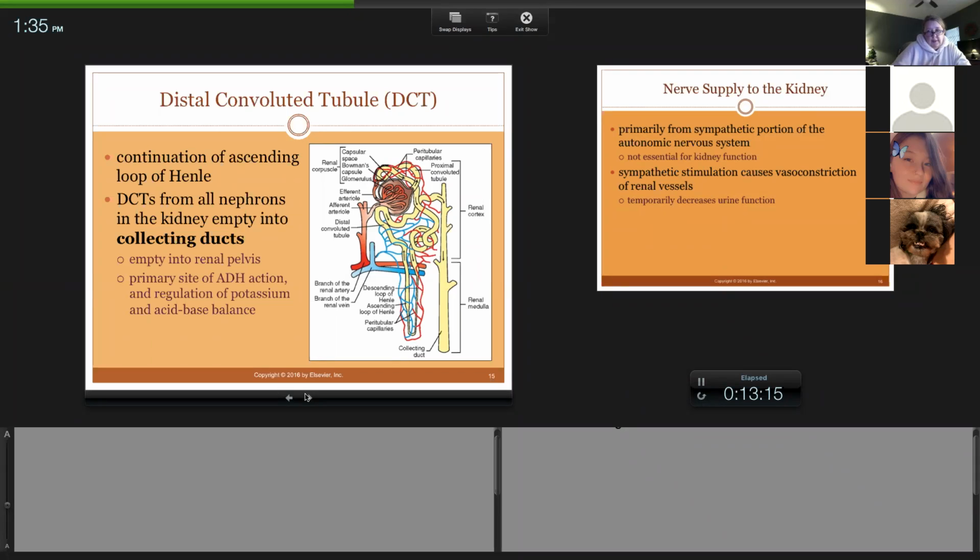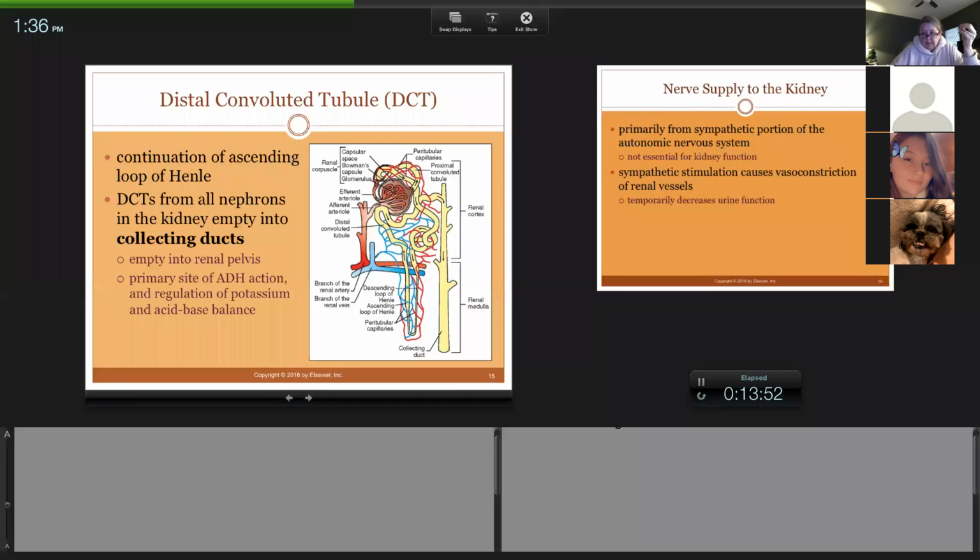Now, the reason that ADH works at this DCT is this is the last stop. If you look at this collecting duct, do you notice it doesn't have any blue or red squiggles around it, which are the peritubular capillaries? So once tubular filtrate makes it into this collecting duct, there's no more absorption and secretion. It's leaving. It's now going to become urine. It's pretty much urine by now.